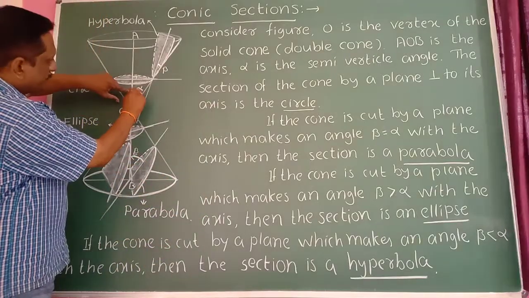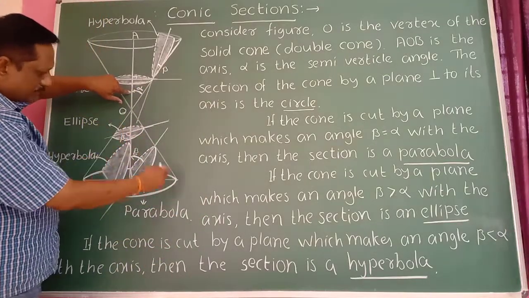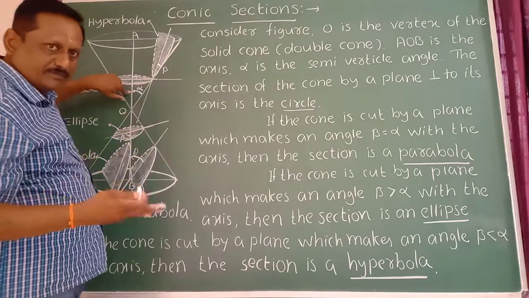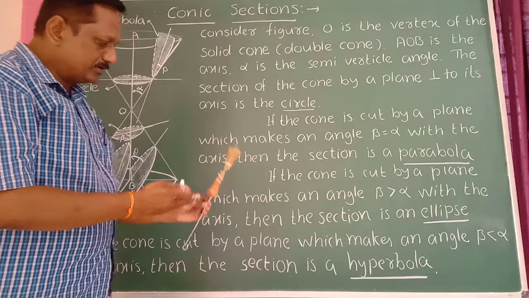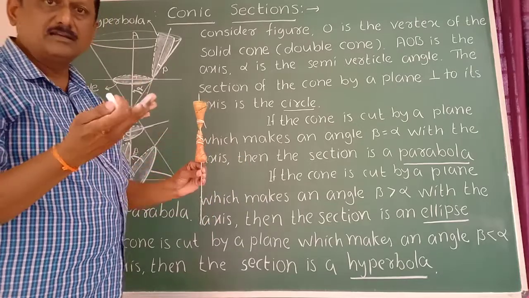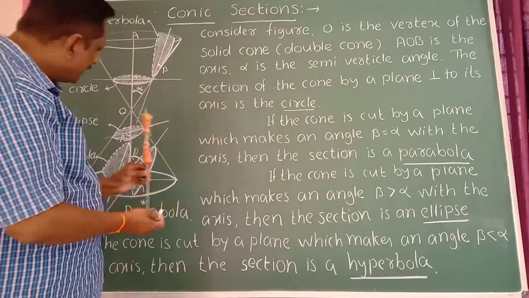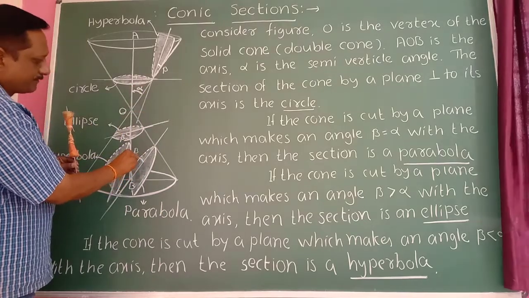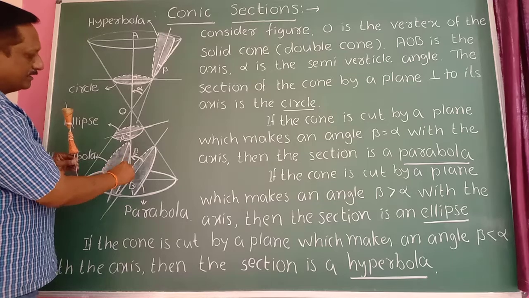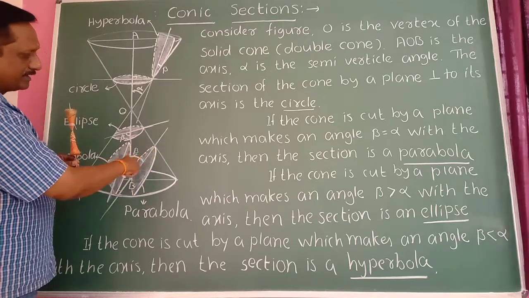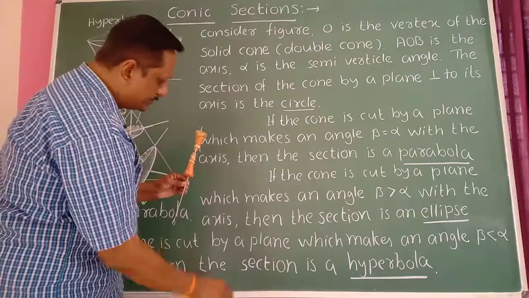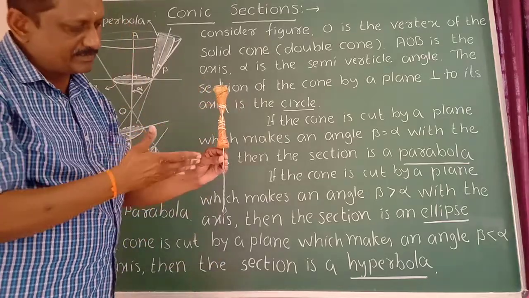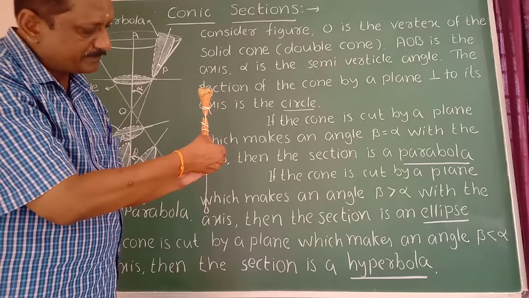this is alpha here. You take this cone and cut it like that using a knife. This angle alpha and this angle beta must both be equal. If alpha and beta are equal, then you will get a curve, that is a parabola. I will show you. I am taking this carrot, take a knife and cut like this, you will get this type of diagram.